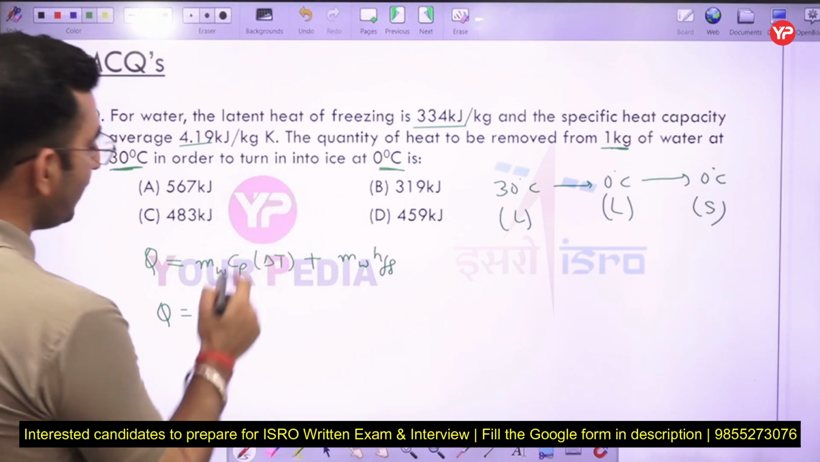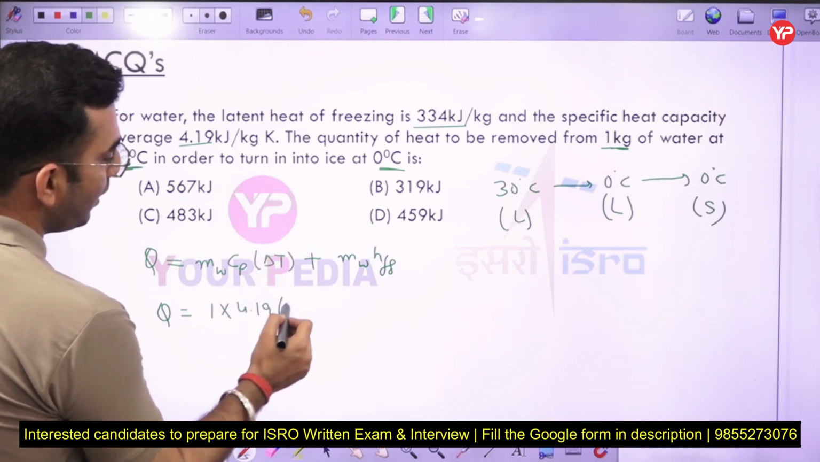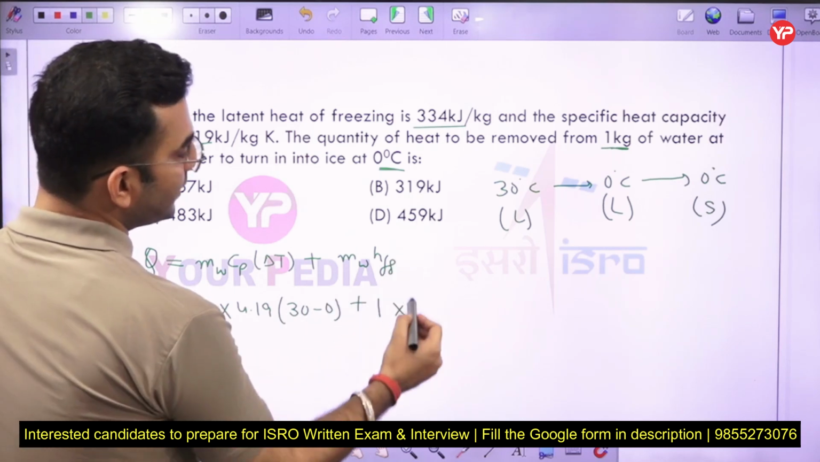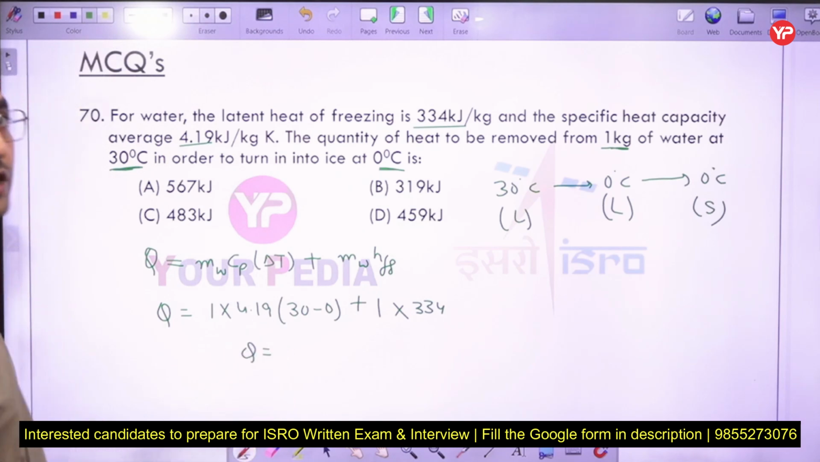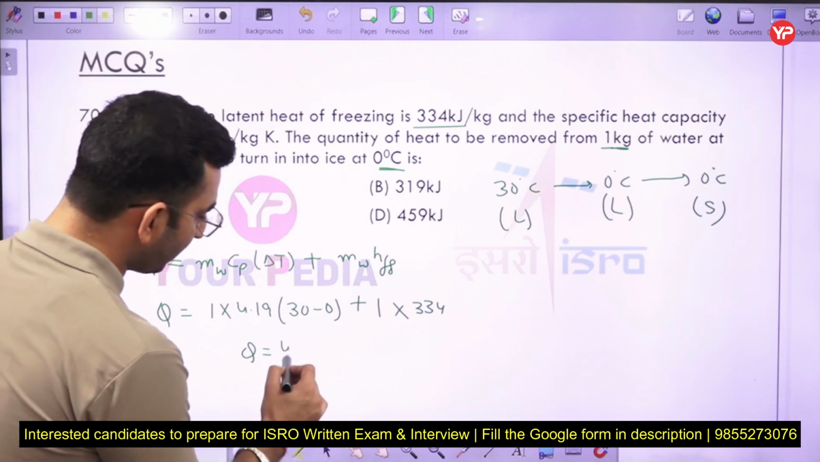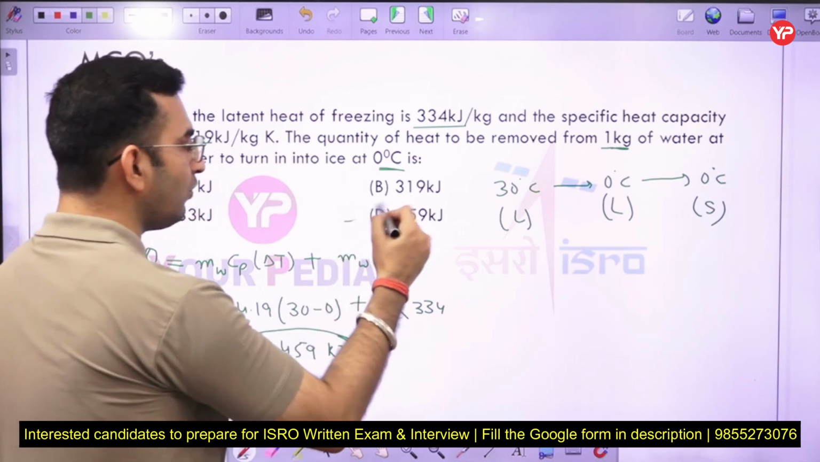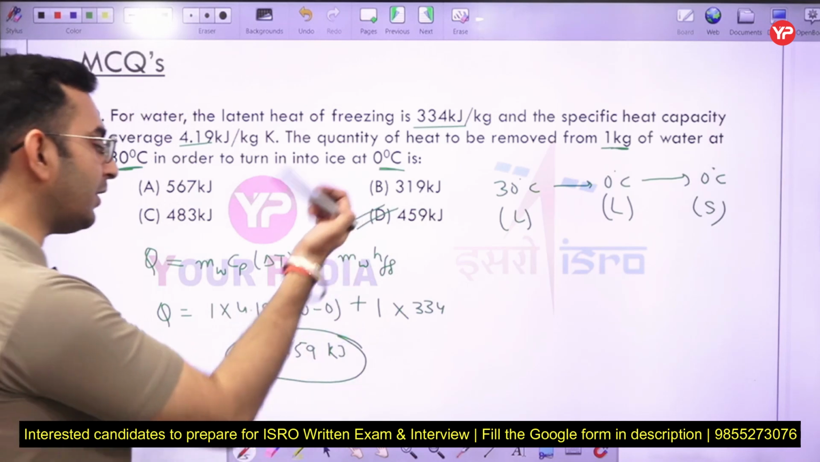Now you can see mass is 1 kg, Cp is given as 4.19, temperature difference is 30 minus 0, hfg is given as 334. So in this case Q is going to come out as 459 kilojoule. That much amount of heat you have to reject from the system here. So option number D will be the correct one here.